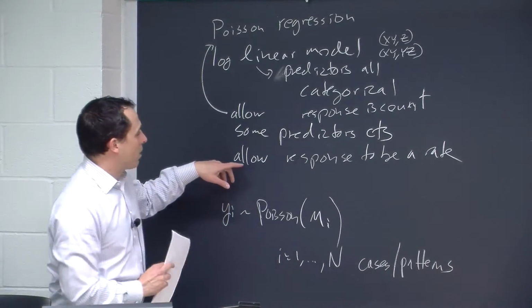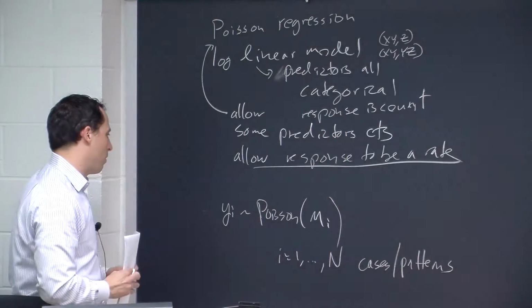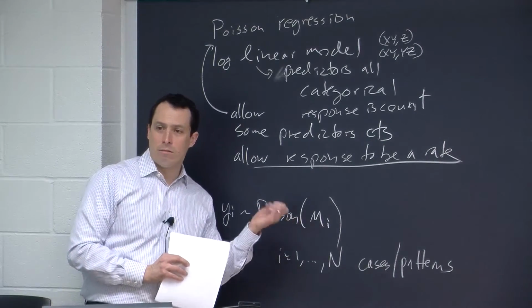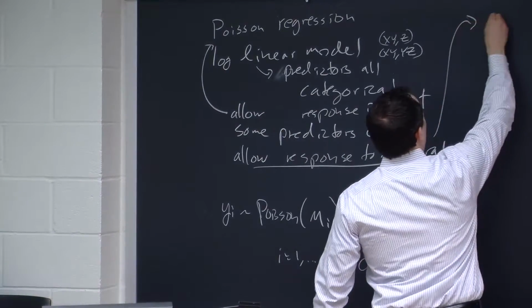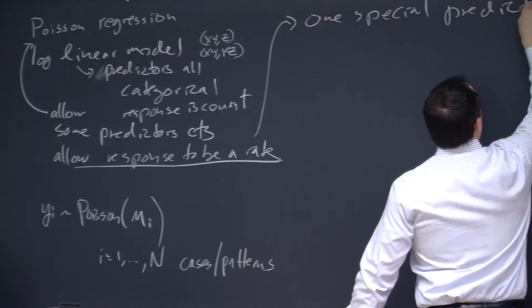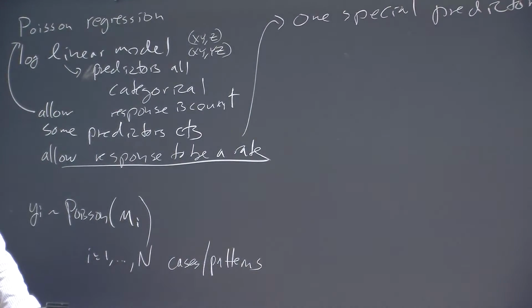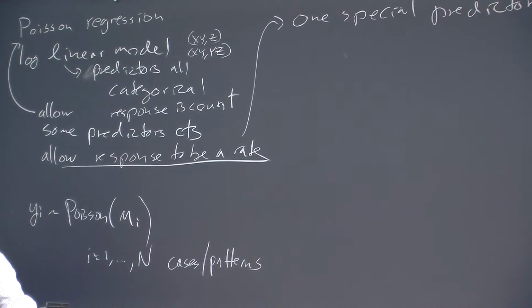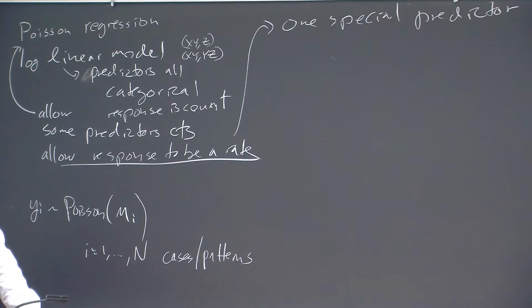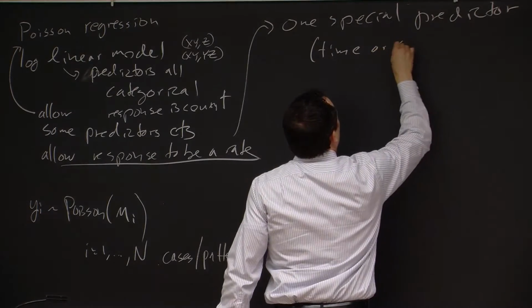But for this, allowing a response to be a rate, we want to also allow for this situation where there's one special predictor. What do we mean by one special predictor? We mean there's one predictor about which we're willing to assume a strong structured relationship, so we sort of know ahead of time what the beta is. And that's when this predictor is something like time or space.